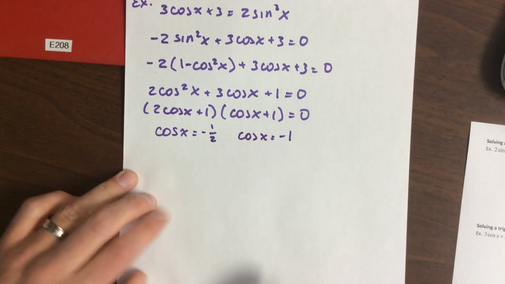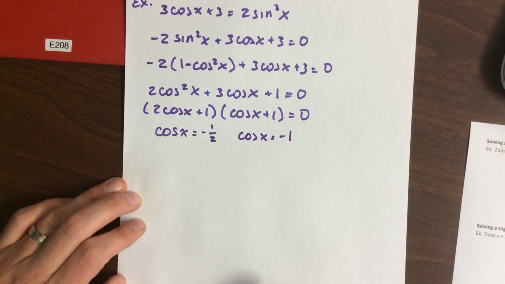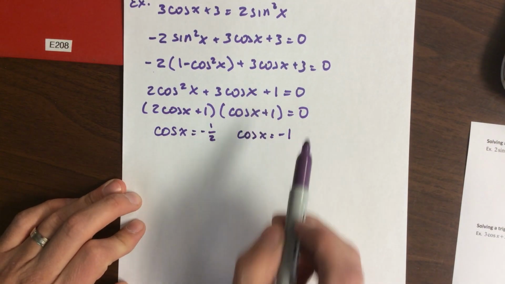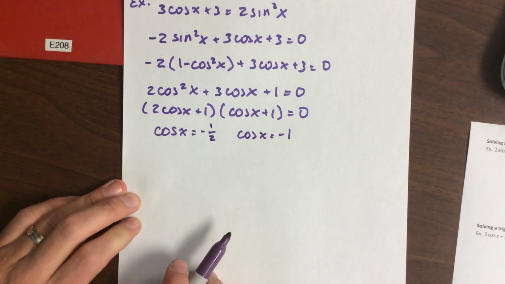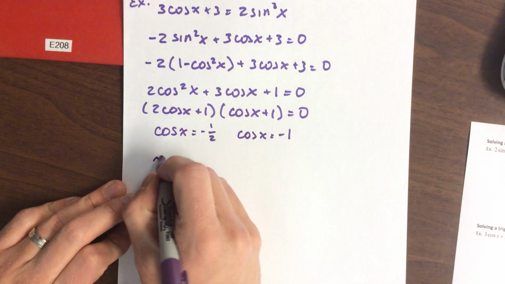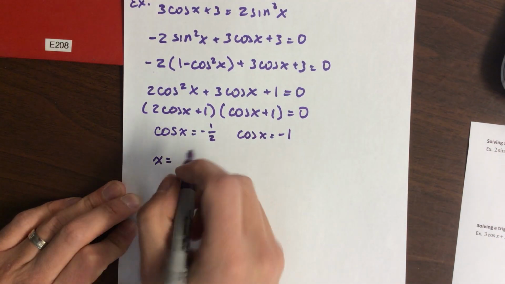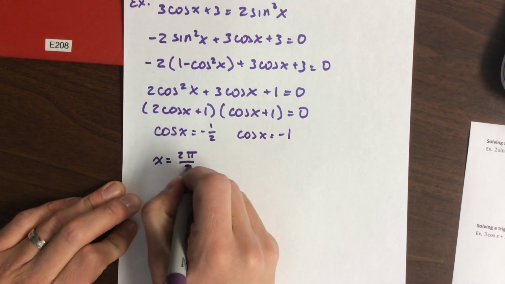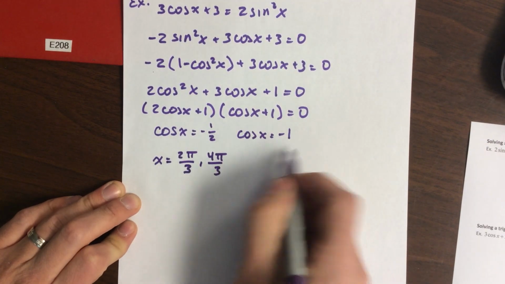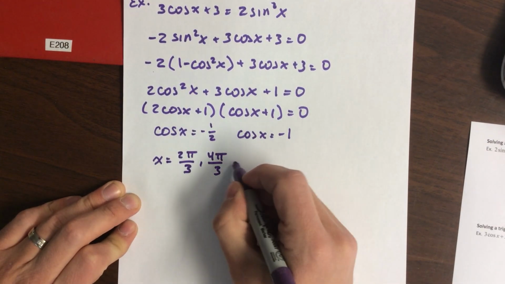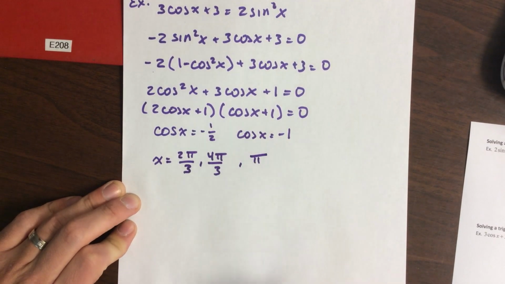We factor, set each factor equal to 0. I did skip a step in here where I just set this equal to 0 and solve for cosine. Cosine x equals negative 1/2. We can do that. We've got 2 pi over 3, 4 pi over 3. Cosine is negative 1. That gets us pi.